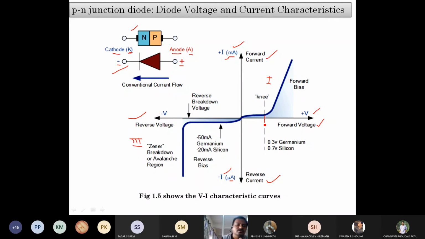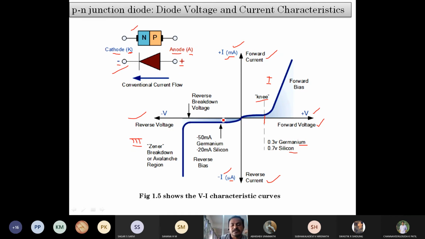In the forward bias, as we go on increasing the applied voltage, the depletion layer goes on decreasing, and after some voltage it will be completely removed. So that voltage is called the knee voltage. Okay, this is labeled as knee voltage. This knee voltage is 0.7 for silicon and 0.3 for germanium type of semiconductor material.